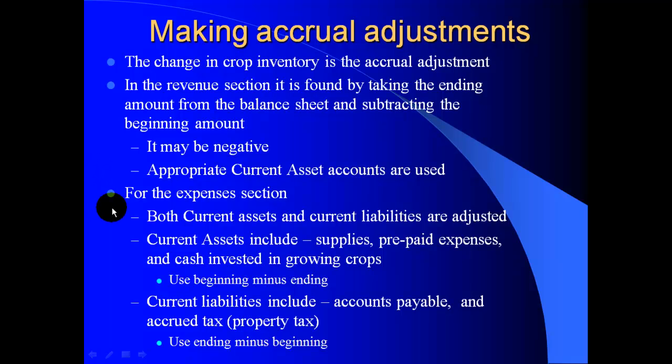For the expense section, we use both current asset accounts and current liability accounts and adjust them. Current assets include supplies, prepaid expenses, and cash invested in growing crops. And the accrual adjustment is the beginning amount minus the ending amount. For the current liabilities, things like accounts payable and accrued tax, we use the ending minus the beginning.